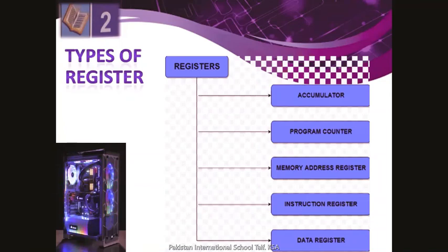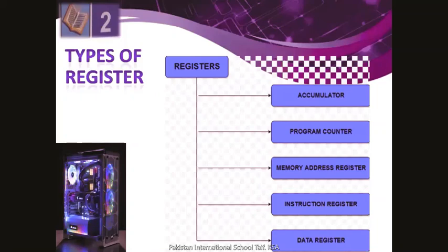First of all, we have the accumulator register, which is used for storing the results produced by the system. The CPU will generate some result after processing, and then all results will be stored in the AC register, the accumulator register. Then we have the program counter. The program counter, PC, is commonly called the instruction pointer, and it is used to point to the next instruction to be executed.